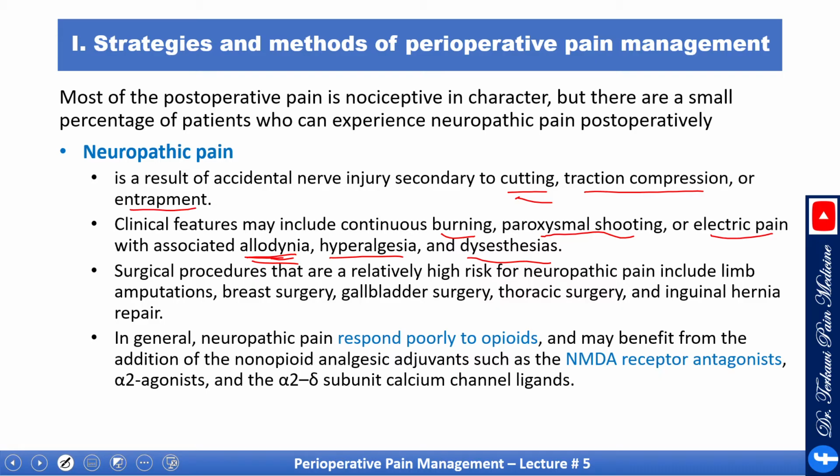Remember the first lecture. Surgical procedures that have a relatively high risk of neuropathic pain include limb amputation, breast surgery, gallbladder surgery mostly open, thoracic surgery mostly open, inguinal hernia mostly open. In general, neuropathic pain responds poorly to opioid. So the answer is not always giving more opioid, and the patient may benefit from addition of non-opioid analgesics, such as those that cover the NMDA receptor, alpha-2 agonists, or the alpha-2 delta subunit calcium channel blocker, gabapentinoids.